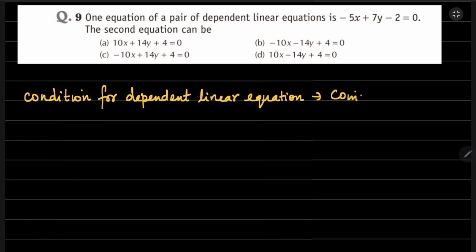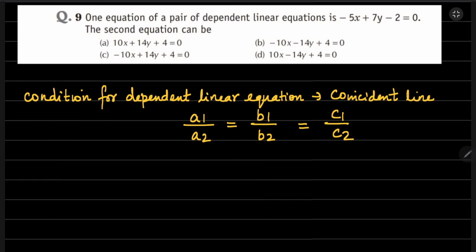Okay, coincident line, it's the same thing, which is all the three ratios, that is A1 by A2 should be equal to B1 by B2, and this will be equal to C1 by C2. So you have to find out one equation is given, which can be the second equation for the system of equations to be coincident. Coincident is also called dependent linear equations. So let us check with the options: this given equation with A, this with B, this with C, and this with D.